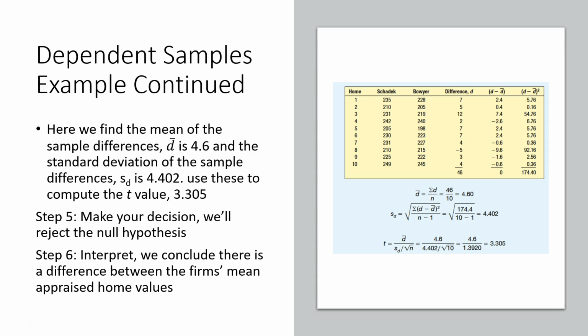So we decide to reject the null hypothesis because our test statistic, our calculated t-value, is going to be greater than our critical t-value of 2.262. So the two firms' appraised property values are going to be different. In other words, this means that each firm is appraising the same property with a different value.